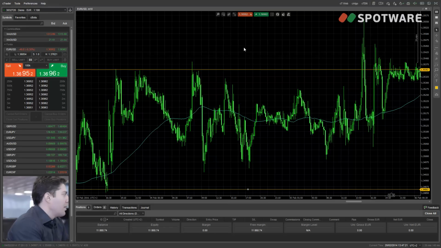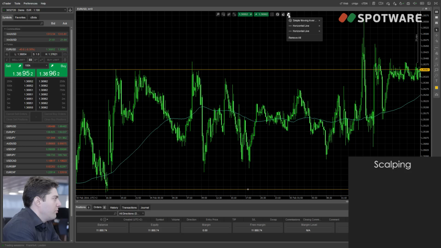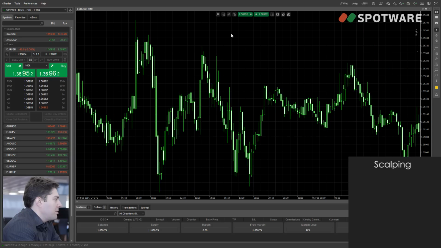I'm going to show you in cTrader now how we usually do scalping. There are two major ways of doing scalping. One way is, let's remove all the objects we have here, and okay, we see here the chart.